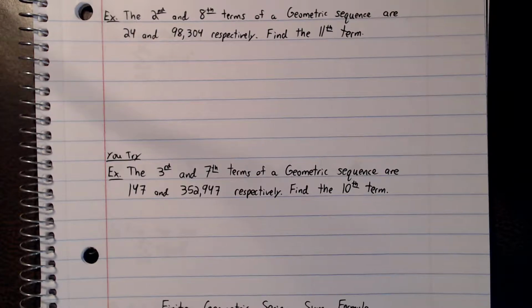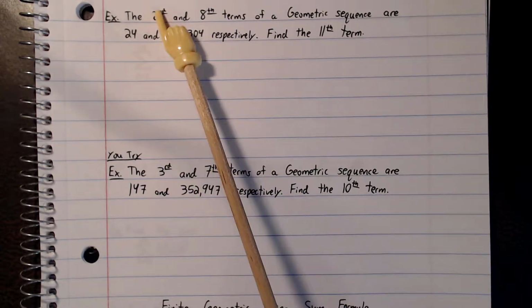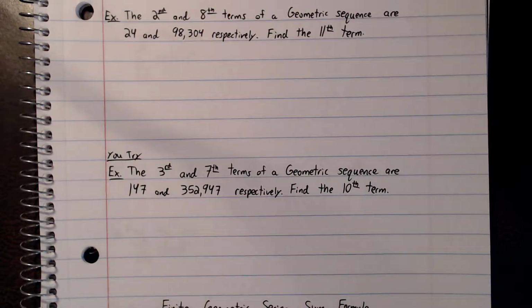Now we've got some problems that are giving us the second and 8th term, right? So it's not the first term, and it's not giving us something easy to find the ratio. So we're going to have to do a little bit more work here. But they do tell us the second and 8th terms are 24 and 98,304 respectively, meaning this is the second term and this is the 8th term. They want us to find the 11th term.